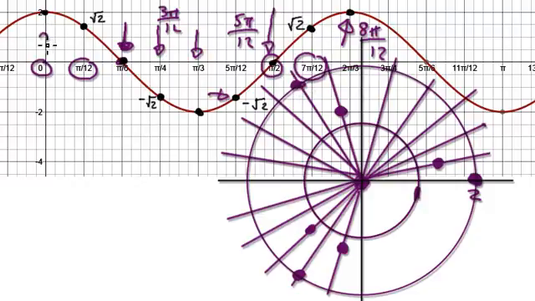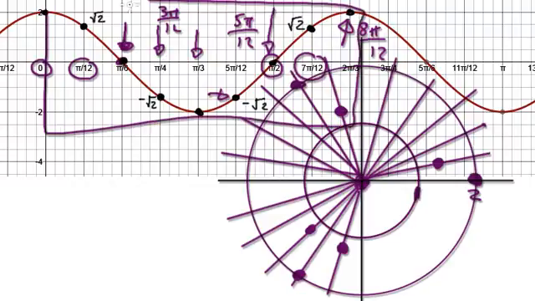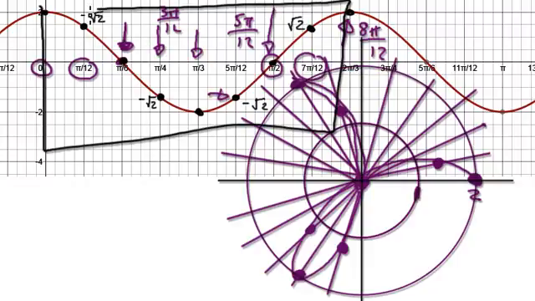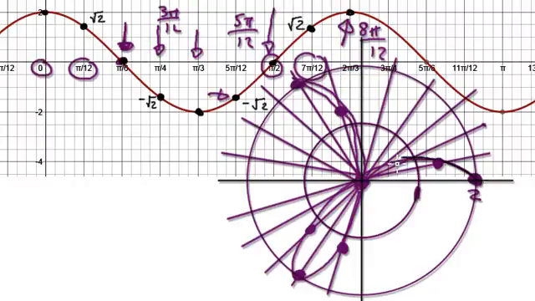So far, from 0 to 8 pi over 12, the one cycle will give us this. Hang on, bear with me. It would give us something like this. Back to the origin, and then up here, it would give us that. So just this one cycle here will give us this.